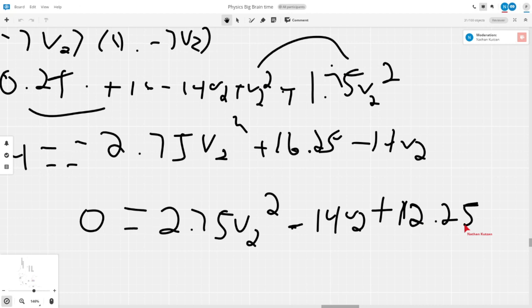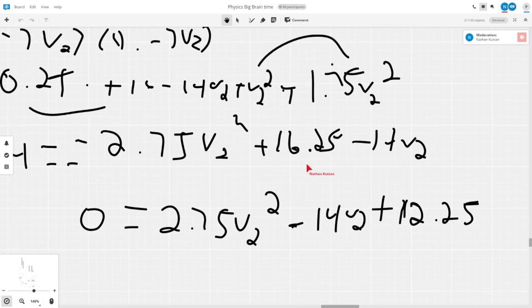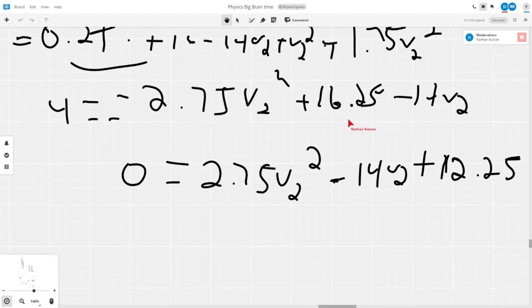Okay. So just for the sake of completion, 2.75, negative 14, 12.25. And then v2 is equal to 1.122 meters per second.